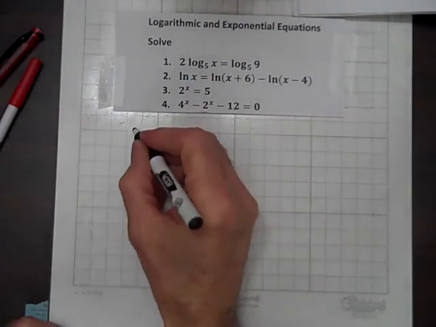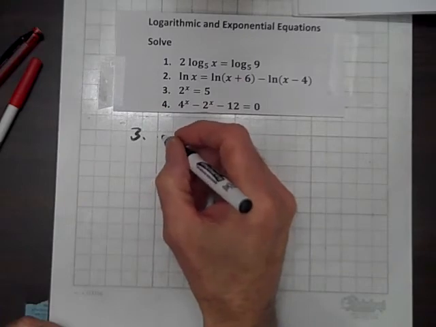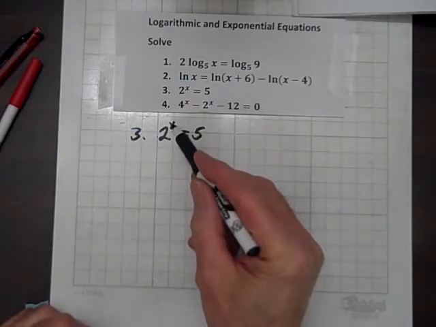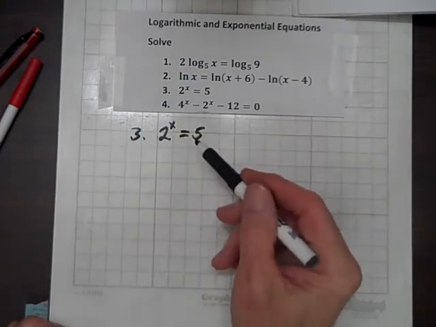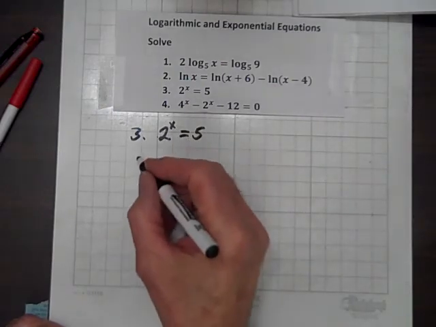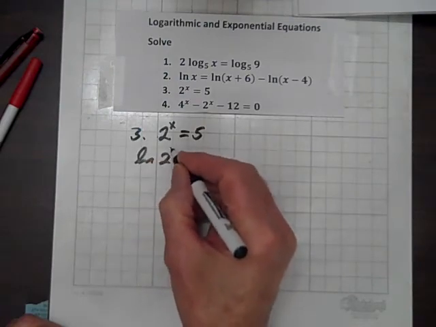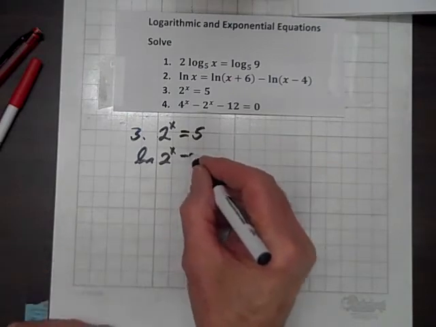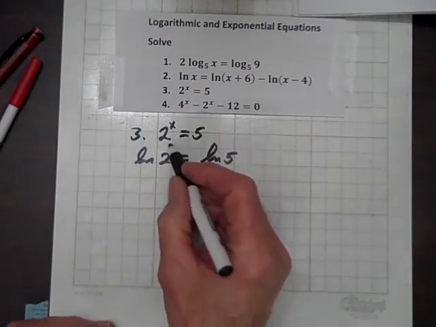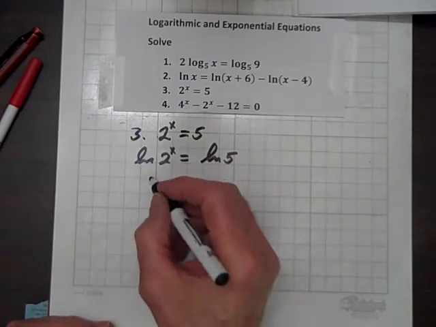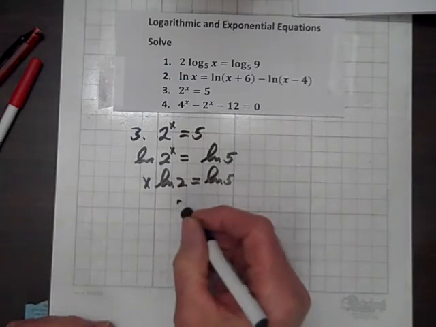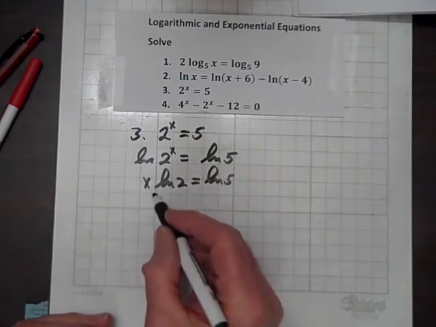In 3, we have an exponential equation. So our first task is to get that exponent in coefficient position so we can get at that x. Well, the logarithm function is the tool we use to do just that. So we'll take the natural log of both sides. And by the way, you could take the common log, you could take any log of both sides, it doesn't matter. So ln of 5. Now, by the law of logs, we can move that x into coefficient position. So we have x ln of 2 equals ln of 5. Now let's divide both sides by ln of 2, and then we will have isolated x.